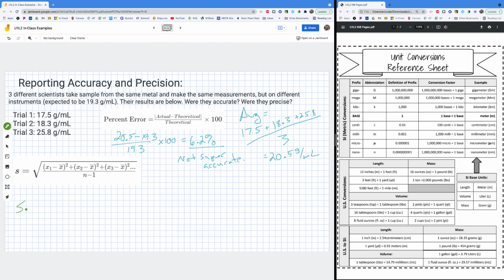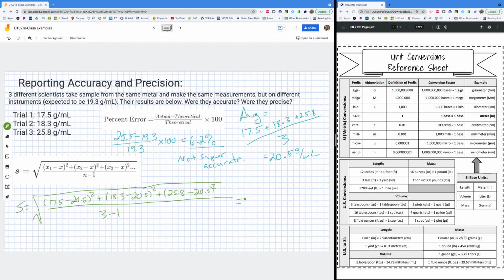But let's find out. Standard deviation, so square root, trial 1, 17.5, minus my average, 20.5, squared, plus trial 2, 18.3, minus the average, 20.5, squared, plus the trial 3, 25.8, minus the average, 20.5, squared. Now I never seem to make this square root bar just quite long enough, do I? All right, so let's see, 3 measurements minus the 1.